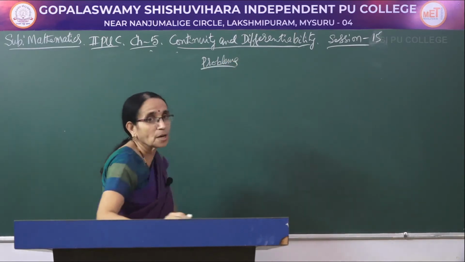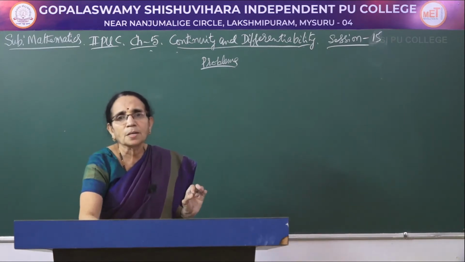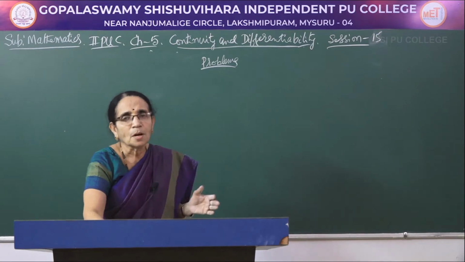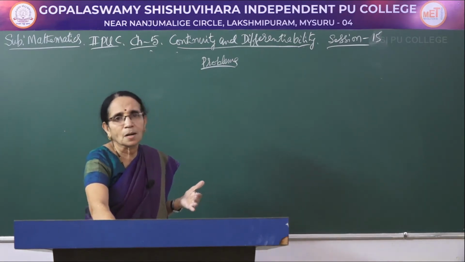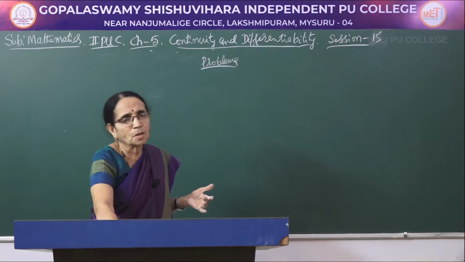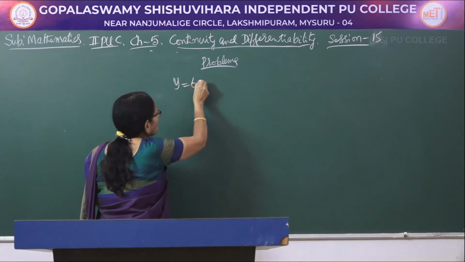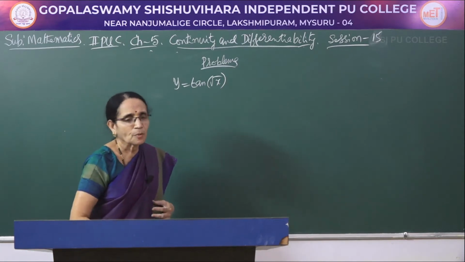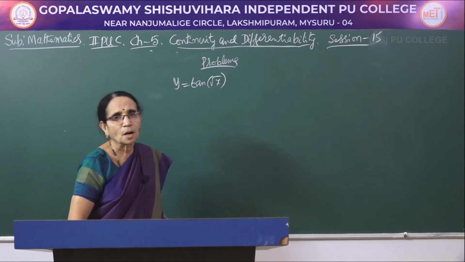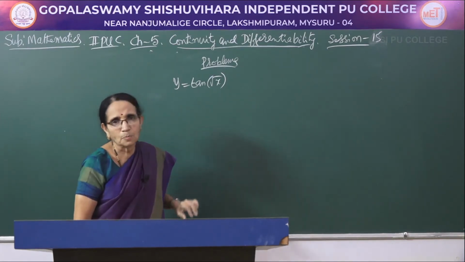Problems in which I find the derivative, that is, the common instruction given is find dy by dx, or differentiate with respect to x. Both mean the same thing. In the previous session I considered the algebraic function, the exponential function and one trigonometric function. Now, let me consider a combination like this: y is equal to tan of root x. Without showing the substitution, I am directly solving the problem here.